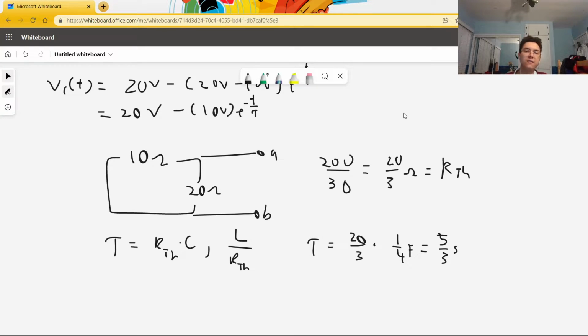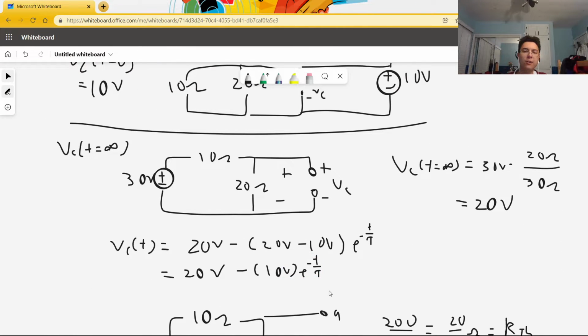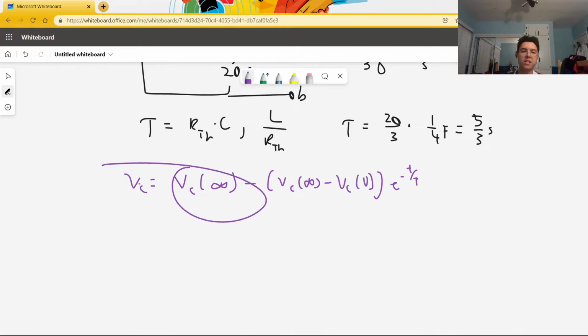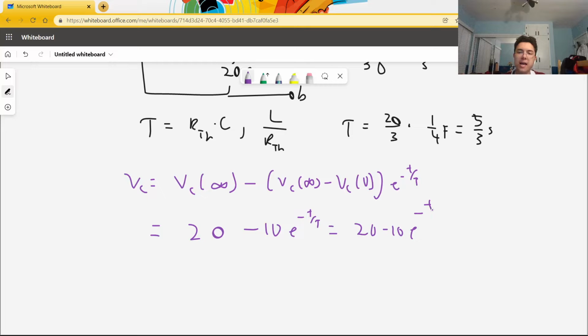Now we can finally fill in the original equation in total with tau included. The equation is Vc infinity minus Vc naught times e to the negative t over tau. So this is equal to 20 minus 10 e to the negative t over tau, which is 20 minus 10 e to the negative t over 5 over 3, which we'll flip the fraction to be 20 minus 10 e to the negative 3t over 5.